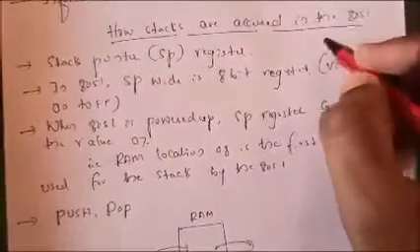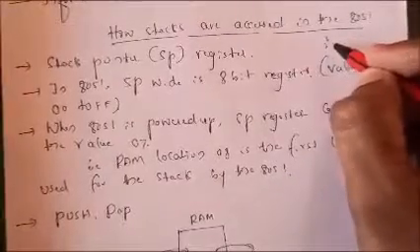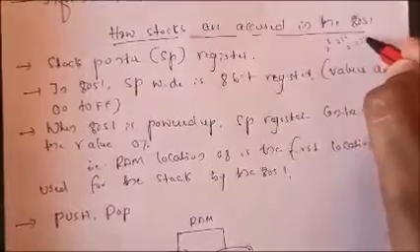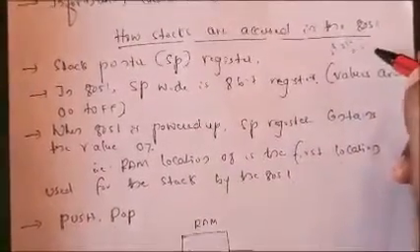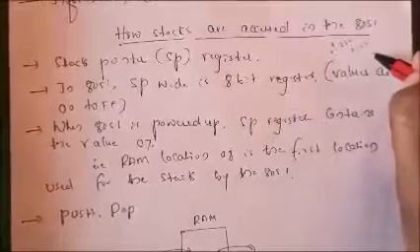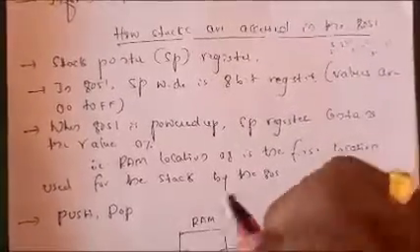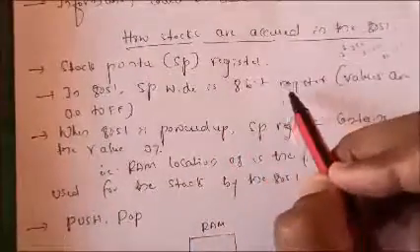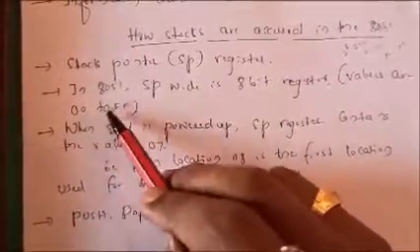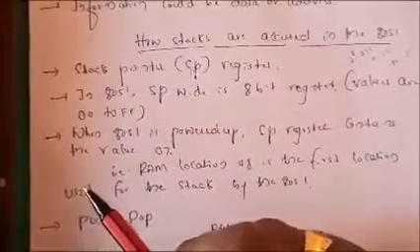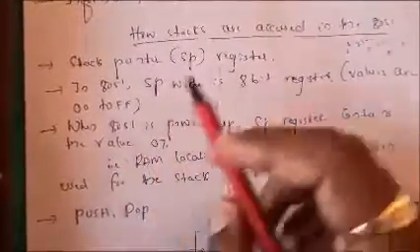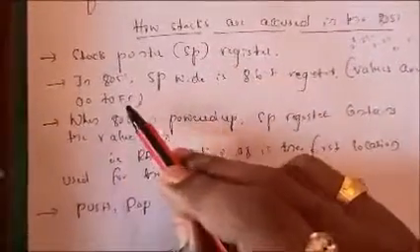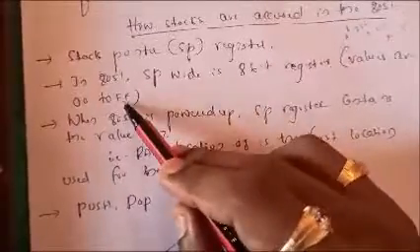An 8-bit register means 2 power 8, which comes to 256. So if you start with 00, obviously the last value is 255. Is it clear? If you convert 255 to hexadecimal, it comes to 00 to FF. So for an 8-bit register, the range is 00 to FF, maximum FF. So if anybody asks what is the range of the stack pointer, it is 00 to FF.